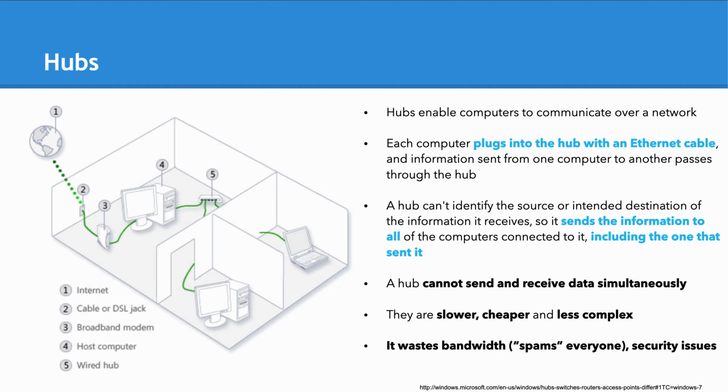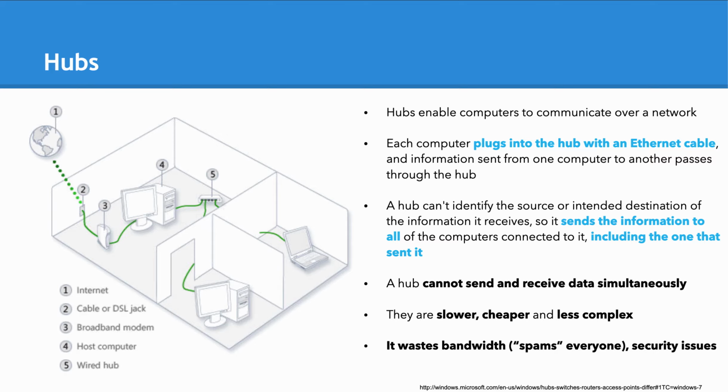Now, hubs are notoriously slow because they cannot send and receive data at the same time. Hence, if computer A starts sending information and computer B tries to send some information to computer A, it will need to wait till computer A is done talking before computer B can talk to computer A, right? So you cannot send and receive at the same time. That inherently makes it a little bit slower than the competition. Competition being maybe switches or routers, right?